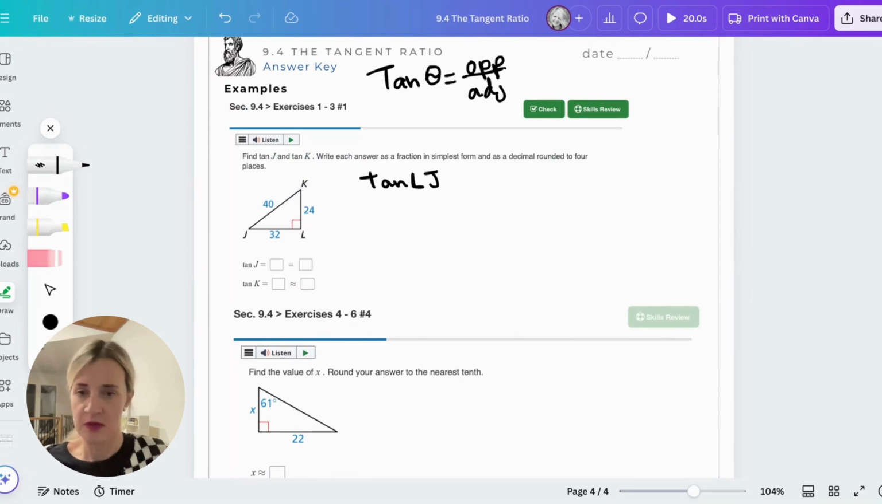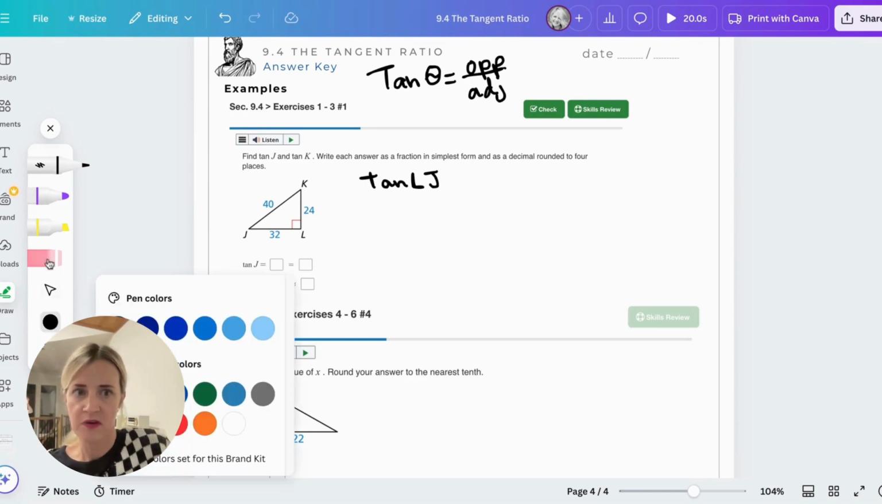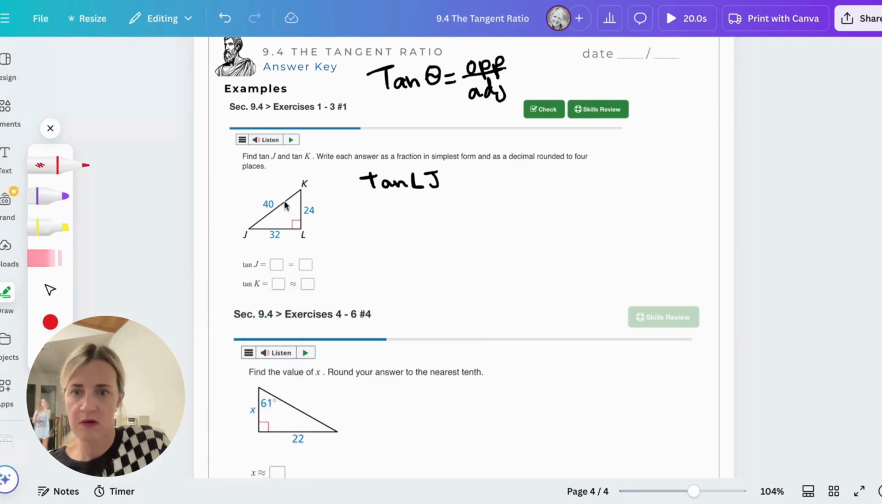So labeling our triangle, hypotenuse is always going to be the longest side. It's the side that is across from the right angle. And so we're going to label that one first. So click right here, across from that right angle, right there is our 40-degree side, the longest one.